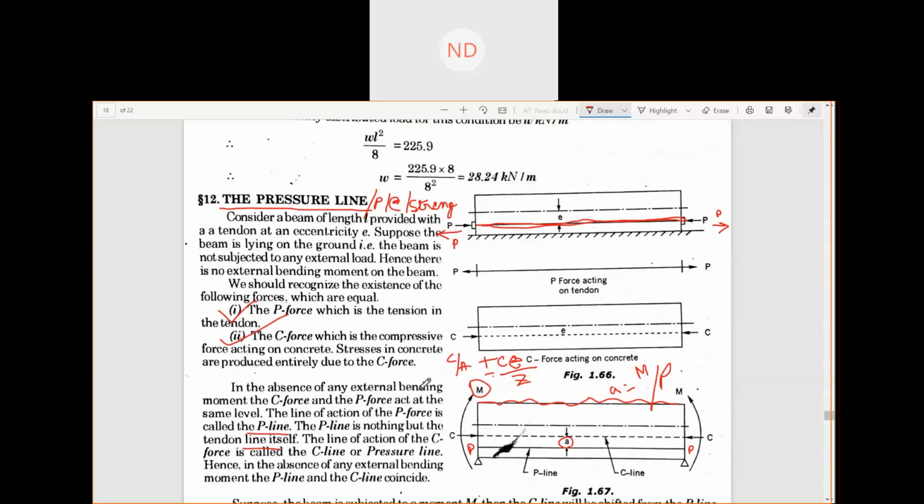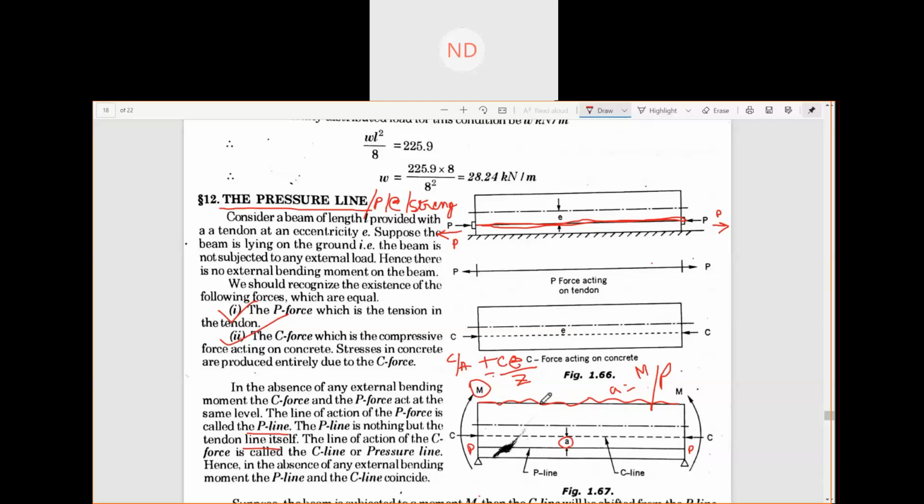I told you that the stresses which are developed here when we are using the strength concept method, what are the stresses here now? The direct stress, which is the uniform stress C by A, that is nothing but your P by A. Then since this moment is in this way, your C line is below the CG of the beam. So the moment is in this way, that is the compression at the top and tension at the bottom. So plus minus, we have our CE by Z.